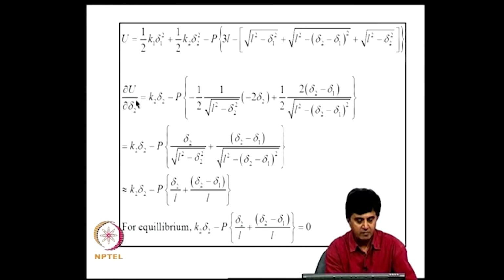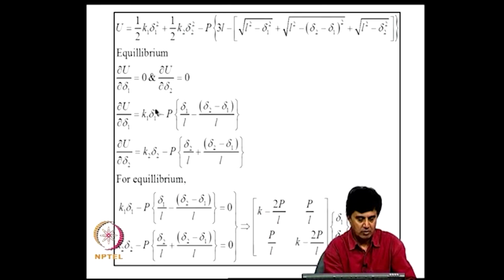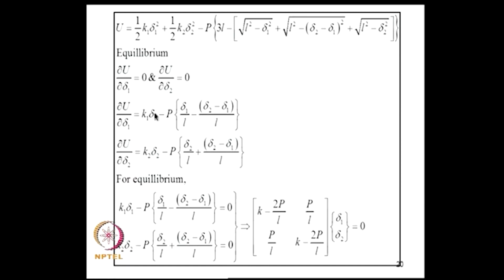A similar equation can be obtained by differentiating with respect to delta 2. You differentiate, again assume that delta 2 by L is a small quantity, linearize this function, and I get K2 delta 2 minus P into this quantity equal to 0 as a condition for equilibrium. So, there are now two conditions for equilibrium. I can write them together. What we are doing here, dou u by dou delta 1 equal to 0 and dou u by dou delta 2 equal to 0, leads to this pair of equations in matrix form. This is the equation.